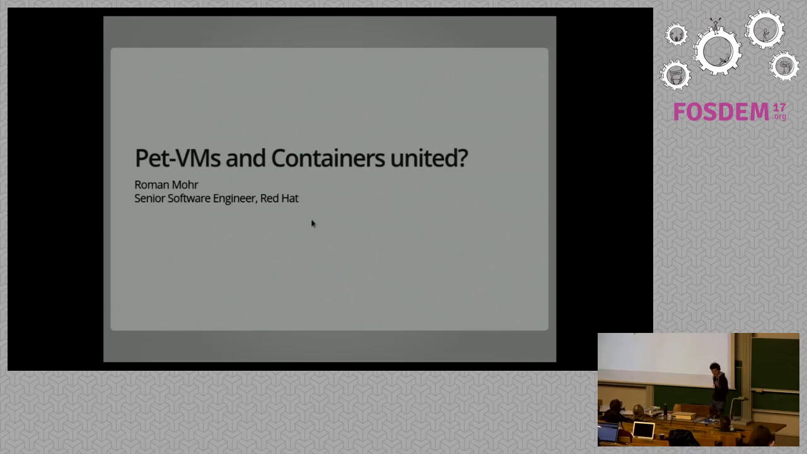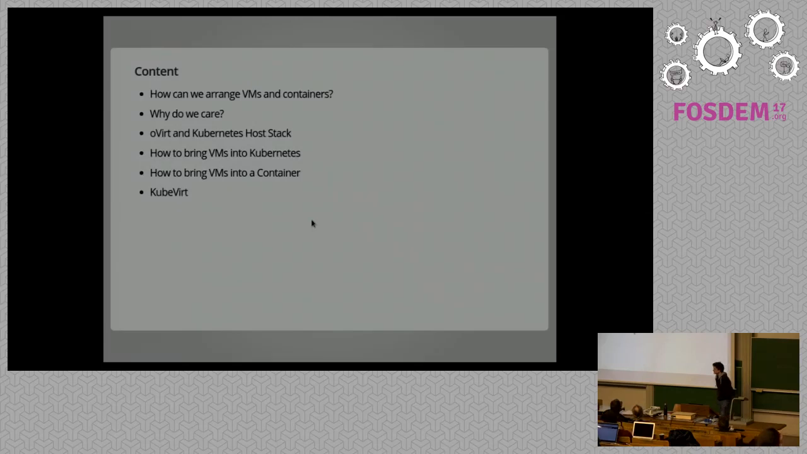But now let's start with the actual topic. First I want to talk to you a little bit about how we can arrange Pet-VMs and containers together with different management solutions. Then I want to tell you how we even care about it. After that, I want to show you what typical virtualization and container stacks look like on the host. Then finally, how one could try to bring VMs into Kubernetes. Further, a little bit lower-level question is how we can bring VMs into a container if we want to. And finally, I want to give you a small overview about KubeVirt, the project that I'm working on, which I hope is a good project that tries to combine all the insights I want to present to you first.